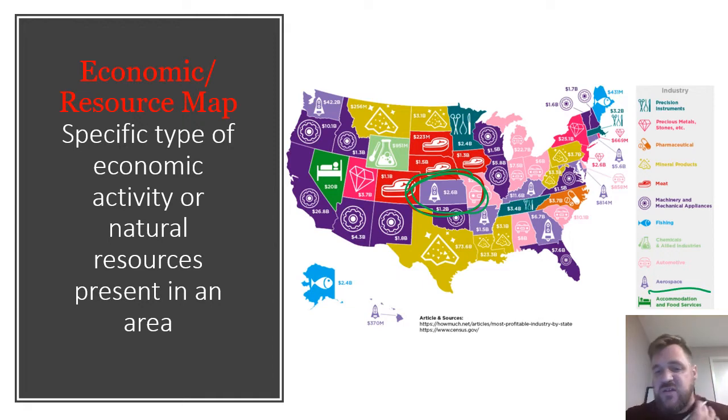So aerospace provides $2.6 billion a year. For Kansas, it is our top producing industry. Whereas somewhere like Nevada, which has Las Vegas, over here, it has a $20 billion industry that is accommodation and food services. So casinos, hotels, things like that. So you can look and see what it looks like from place to place.